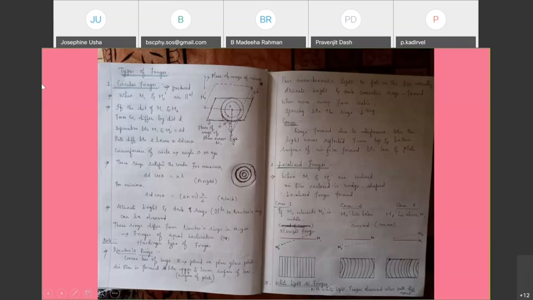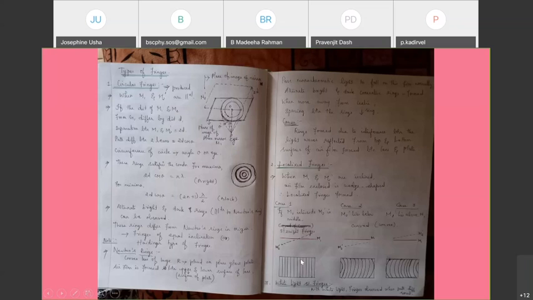These are all localized fringes, but there are cases. See, for the first case, because case 2 and case 3 are somewhat similar. In case 1, we are getting straight fringes. But there is a condition to get these straight fringes.